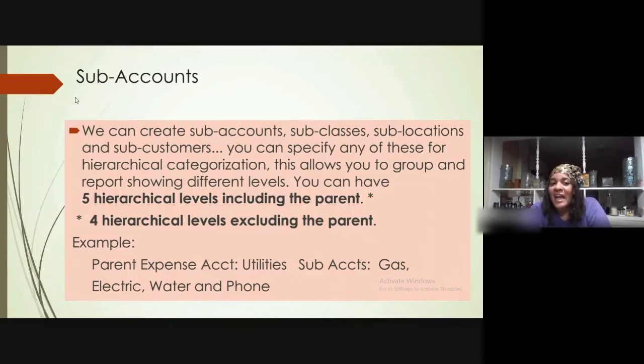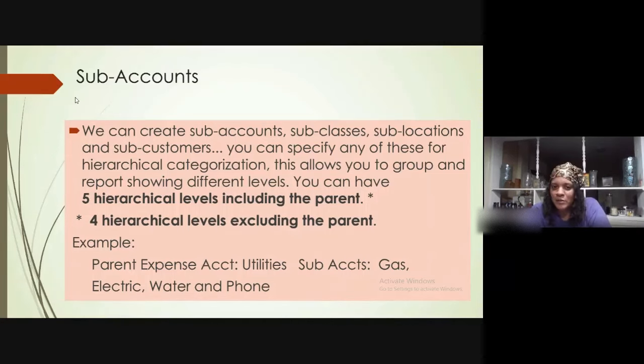You have 5 hierarchical levels, including the parent. Notice I have an asterisk there because the question might ask for how many hierarchical levels excluding the parent. So if the question says excluding the parent, you would say therefore 4 hierarchical levels. So 4 hierarchical levels, excluding the parent. If it's including the parent, then it would be 5.